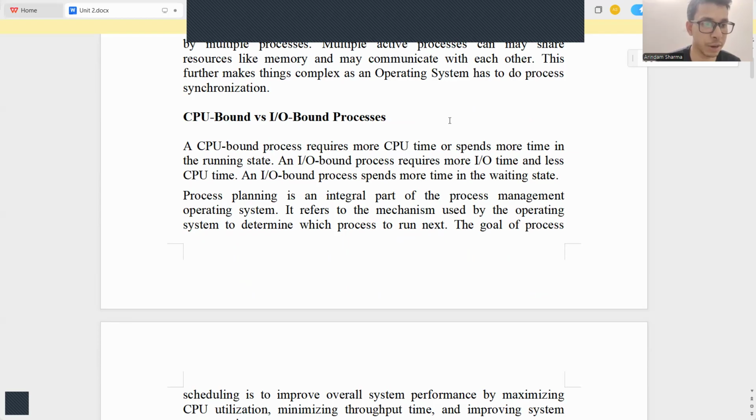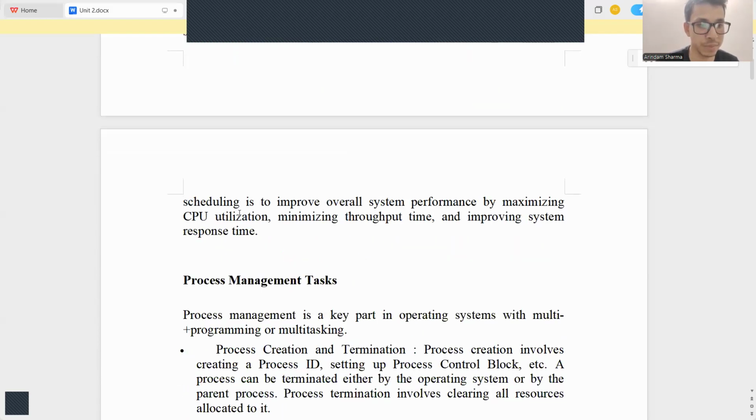Process scheduling is an integral part of the process management in an operating system. It refers to the mechanism used by the operating system to determine which process to run next. The goal of process scheduling is to improve the overall system performance by maximizing CPU utilization, minimizing throughput time, and improving the system response time. These three things are really important.